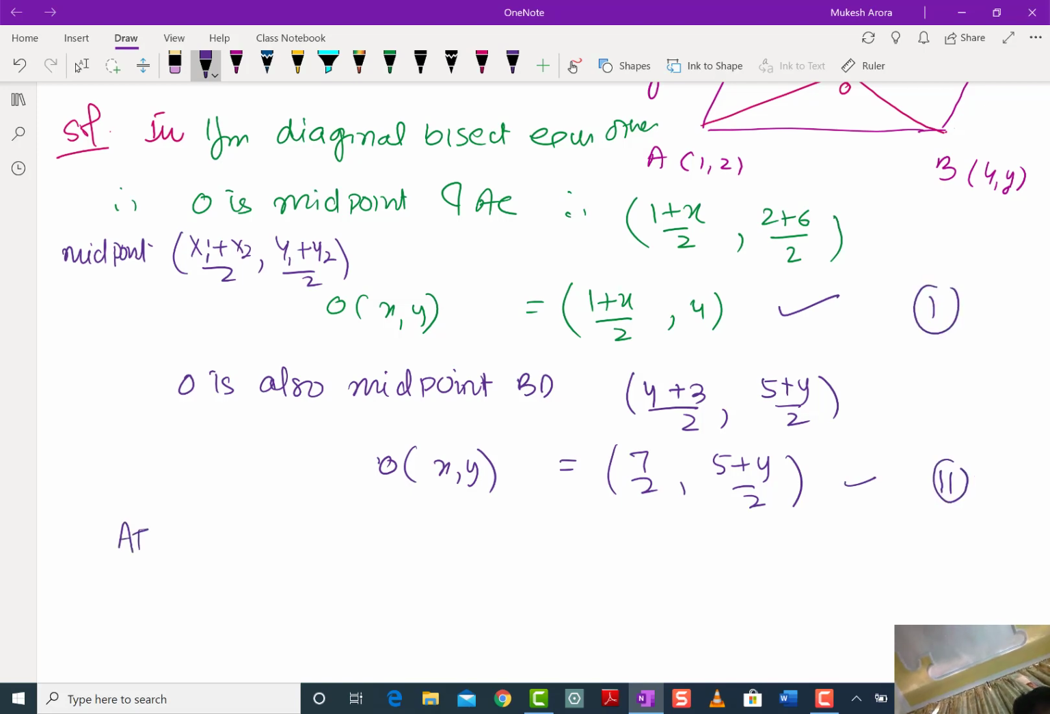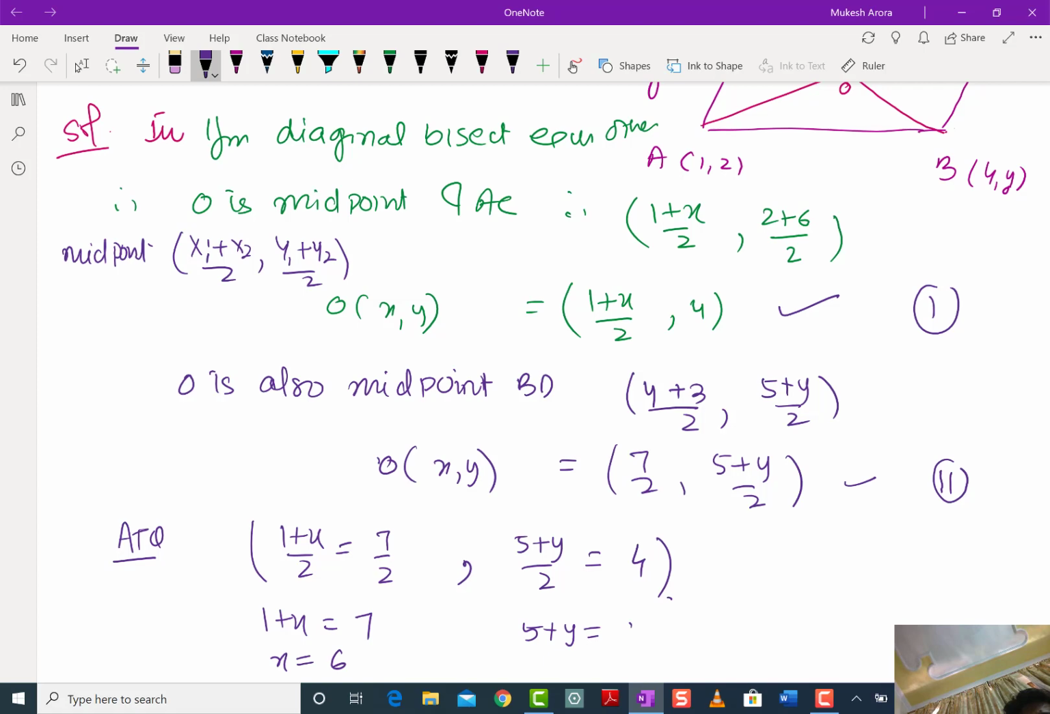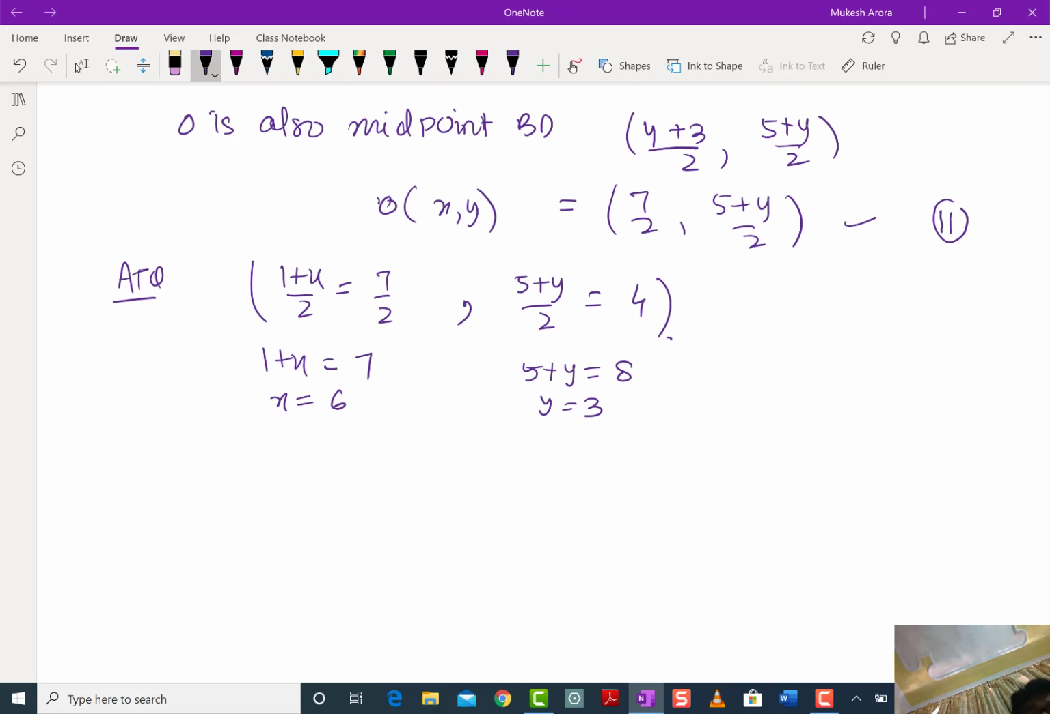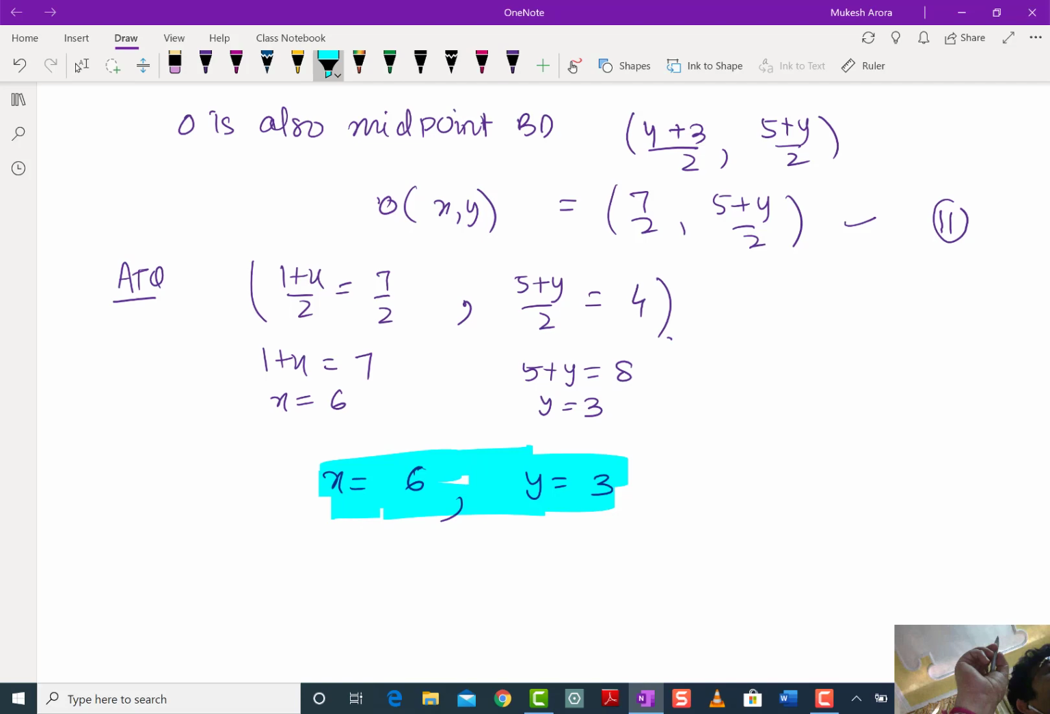So according to the condition, 1 plus x by 2 will be equal to 7 by 2, comma 5 plus y by 2 is equal to 4. So 1 plus x is equal to 7, x is equal to 6, 5 plus y is equal to 8, y is equal to 3. So these are the answers: x is equal to 6 and y is equal to 3. So you have to make sure whenever you are supposed to find the coordinate of this, then you have to use the midpoint formula.